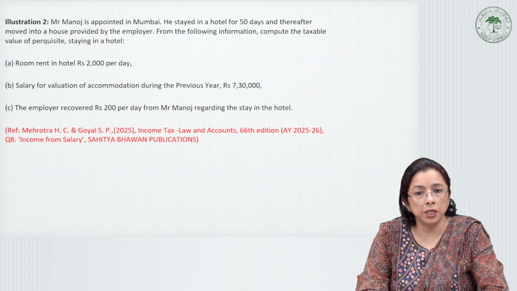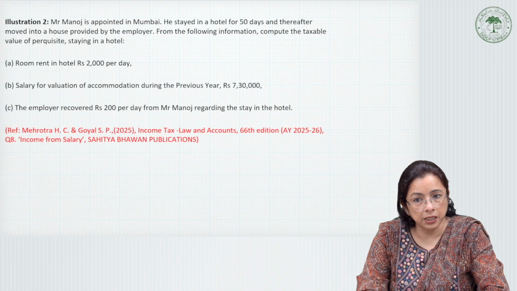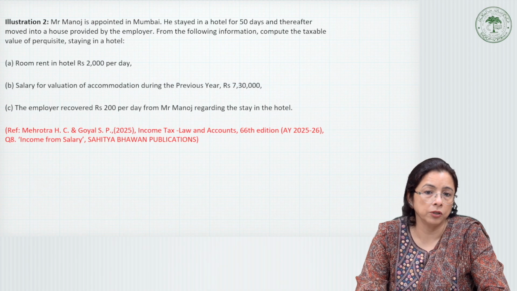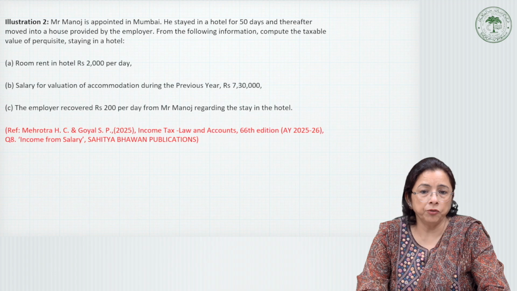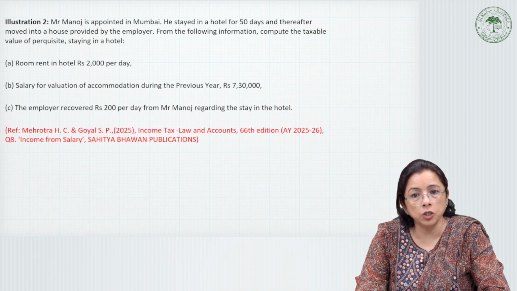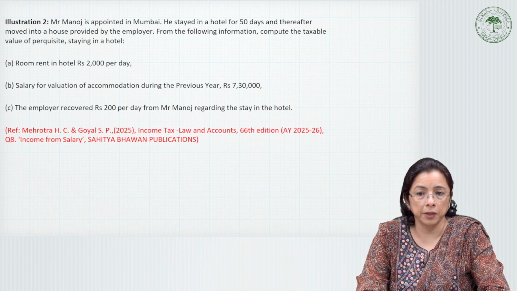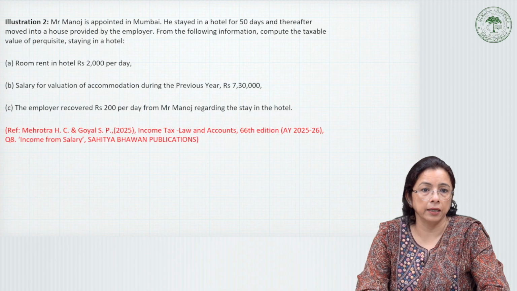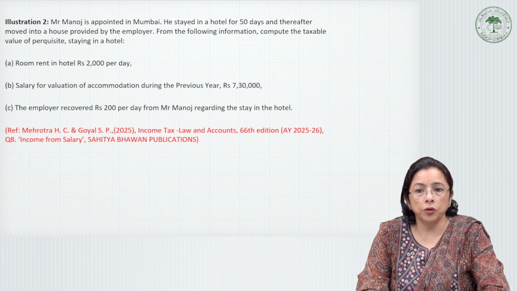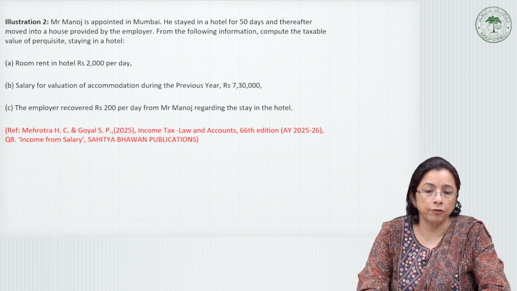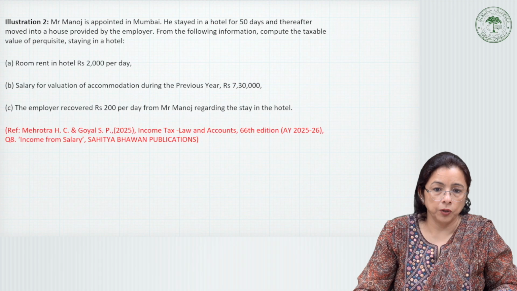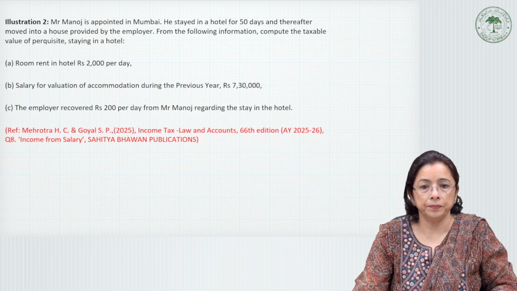Room rent in the hotel is rupees 2000 per day. Salary for valuation of accommodation during the previous year is rupees 7,30,000. Point number 3 says that the employer recovered 200 per day from Mr. Manoj regarding the stay in the hotel. Okay, so we have to compute the perquisite as stay in hotel. So let us do it together here.